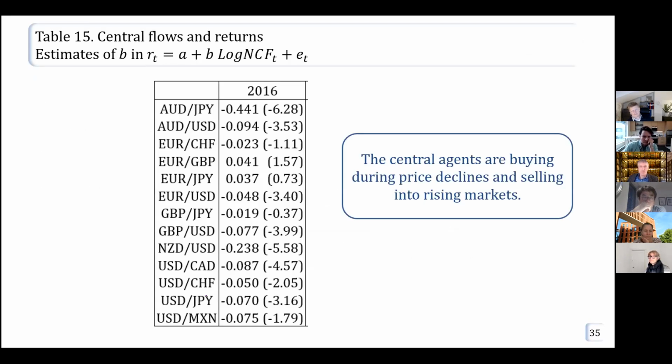So the returns here are negatively associated with this centrality signed order flow. This means that the central agents tend to be buying when the price is going down and selling when the price is going up. This is association, not causation, but it is consistent with liquidity provision.